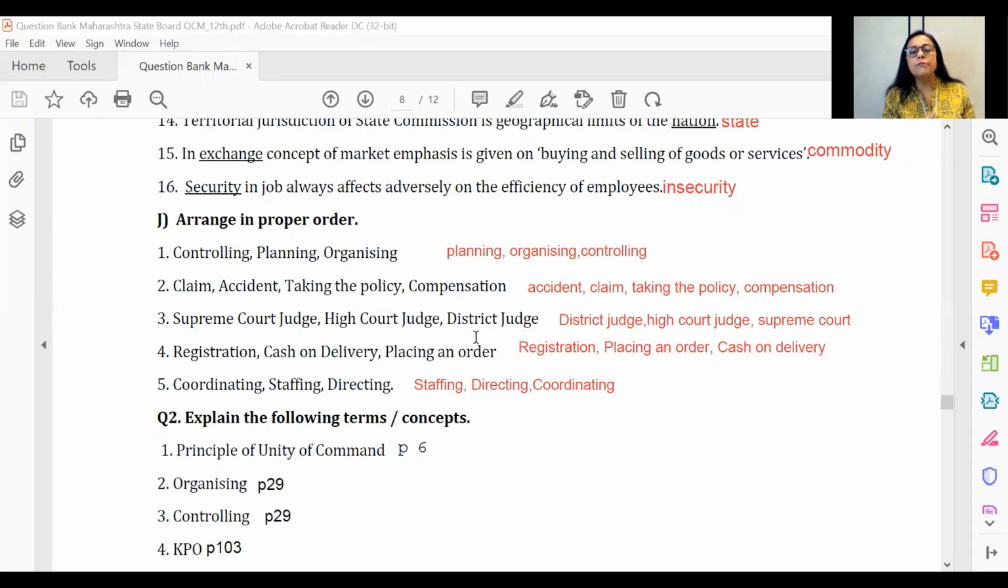Here we start with the lower court. So district judge comes first, high court judge comes next, and Supreme Court judge comes last, again from the chapter of consumer protection. This, the number 4, registration, cash on delivery, placing an order, are steps in e-commerce.